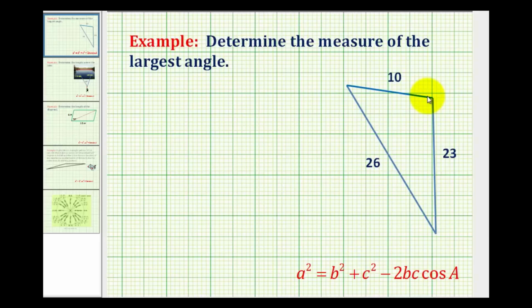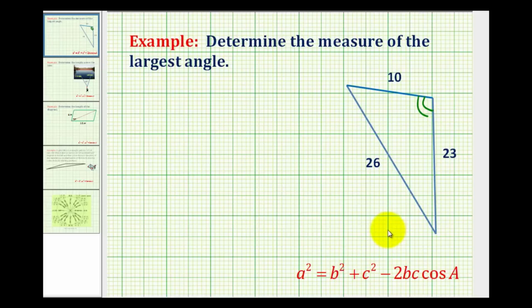We want to determine the measure of the largest angle in this triangle given the length of 3 sides. Well, the largest angle will be across from the longest side, and since this is the longest side, this is the angle we want to determine the measure of. Now I can use the law of cosines to determine the measure of this angle.